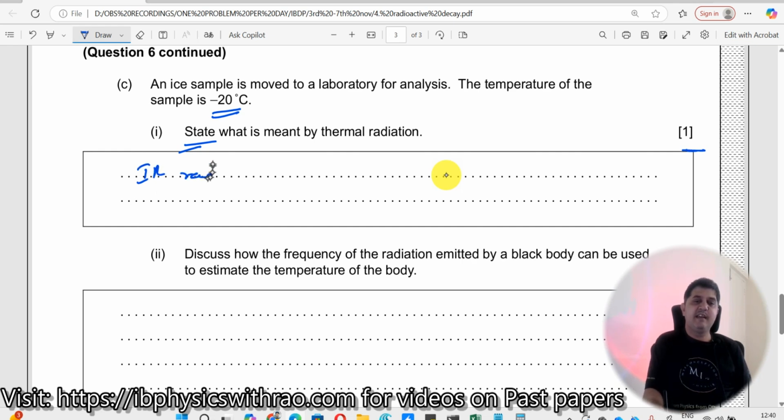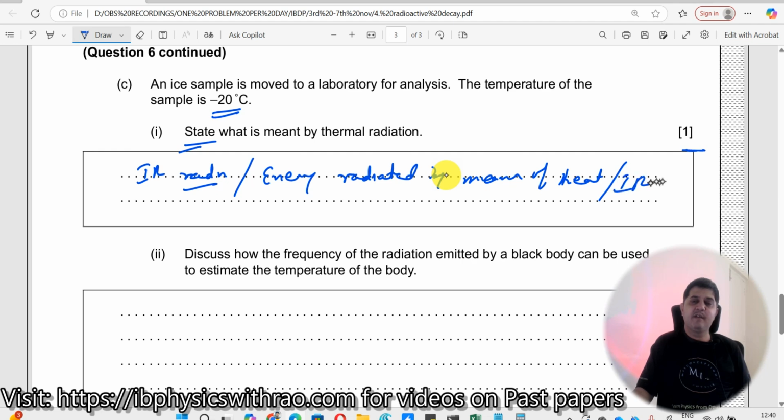So hot means IR radiation. But is this the answer? No, it's not the answer. You should mention energy radiated by means of heat, or IR radiation, or in general electromagnetic waves, is known as thermal radiation. This is what you need to write. Don't just mention it is nothing but IR radiation or heat and so on.